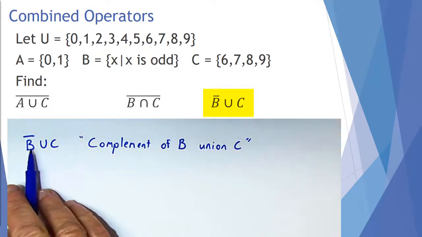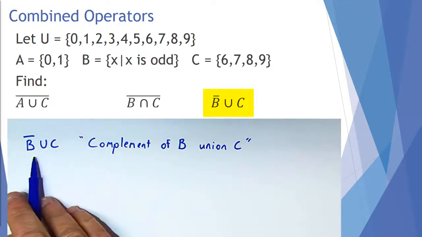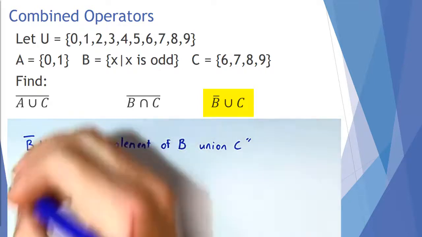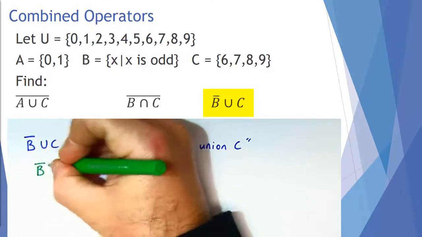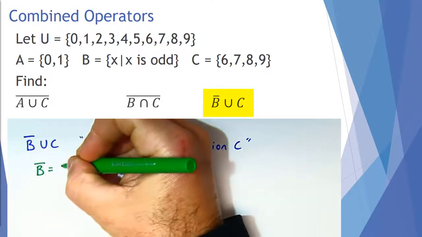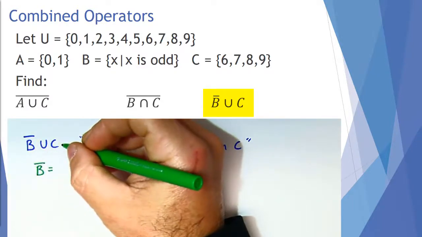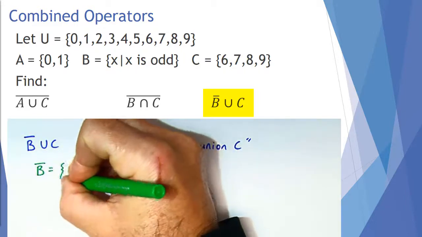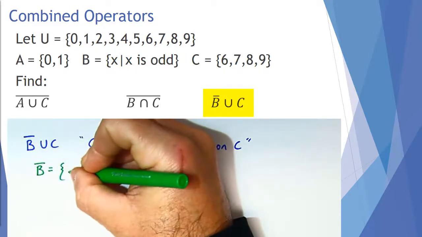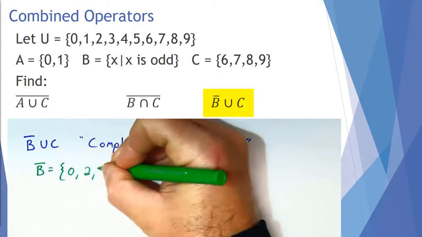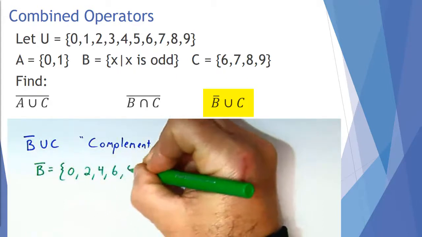Before we can find out what the complement of B union C is, we better figure out what the complement of B is. So let's start out by listing the complement of B. Now B are all the digits that are odd, and therefore the complement of B will be those that are even. 0, 2, 4, 6, and 8.